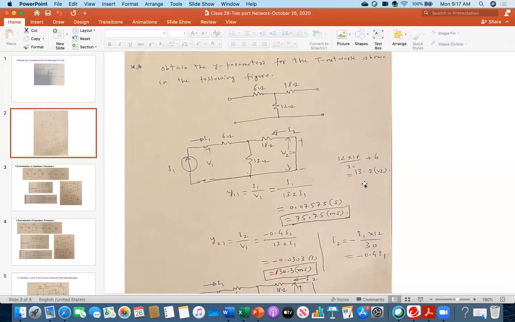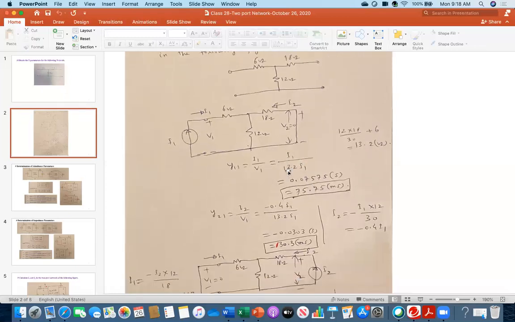So I got 13.2 ohm. So that I am doing. So Y11 is I1 over V1. So I1 is I1, you don't need to do anything. So for V1 you put 13.2 multiplied by I1. So you see I1 cancels. So 1 over 13.2 is 0.0757 siemens, or I expressed it in millisiemens, 75.75 millisiemens.